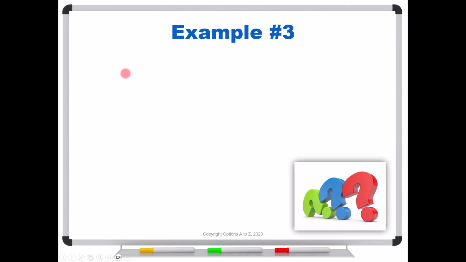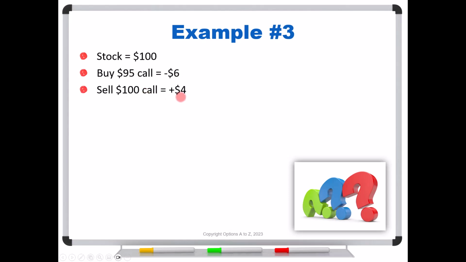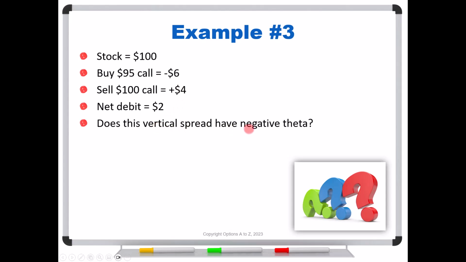Let's look at a third example. You see this a lot with vertical spreads. Let's put our stock back at 100, and let's say that you buy the 95 call, you spend 6, you sell the 100 call, collect 4. And that would be a net debit of 2. That's just the net between those two prices. So the question now, does this vertical spread have negative theta? And most traders would say, well, obviously it does because it's a debit trade. You spent money for it, and therefore it's got to decay over time.